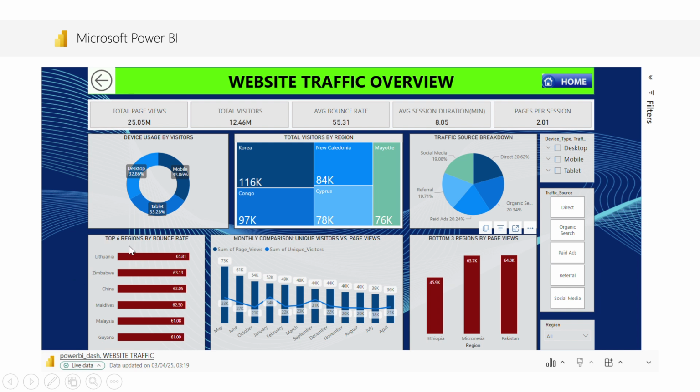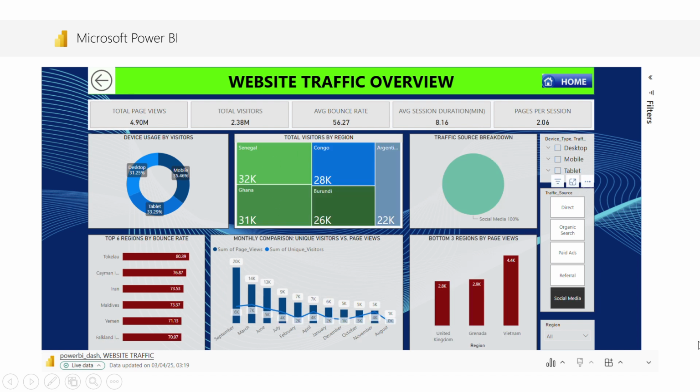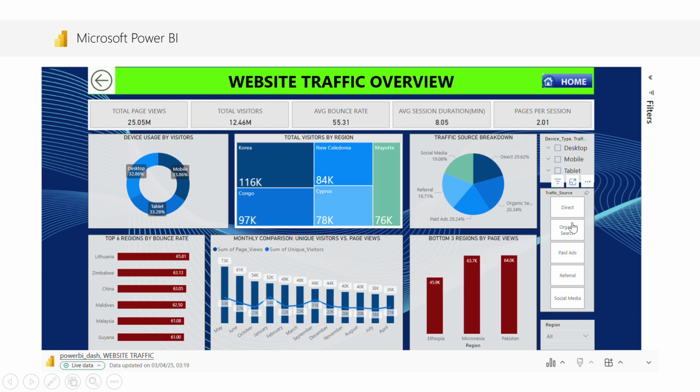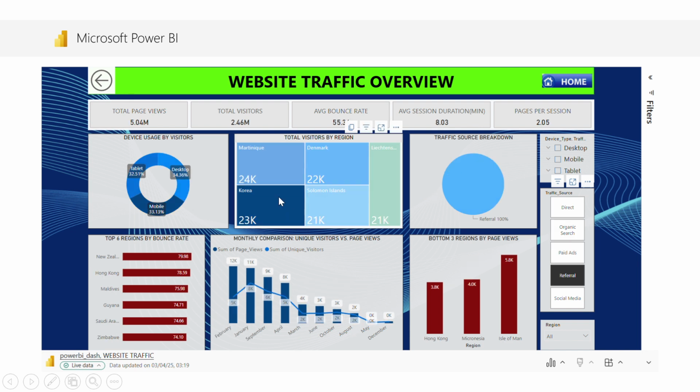And for the top six regions by bounce rate, we would be having Lithuania. So most people from this region just land on the page and do not proceed to analyze other pages, like what the course offers, etc. We can also filter depending on the traffic. If people come from social media, most people from Senegal had been the ones who opened this website from social media. If we take out referrals, the country would be Martinique, followed by Denmark.